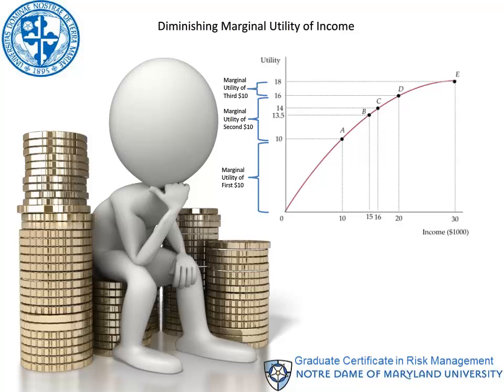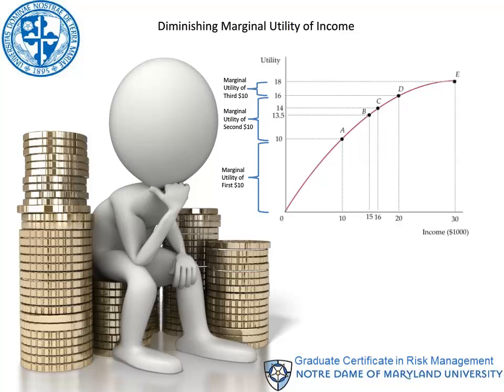Notice the first $10,000 creates utility of 10. The second $10,000 creates a utility of 6, going from 10 to 16. The third $10,000 creates a utility of 2, going from 16 to 18. The more income one has, the less utility is derived from additional income.